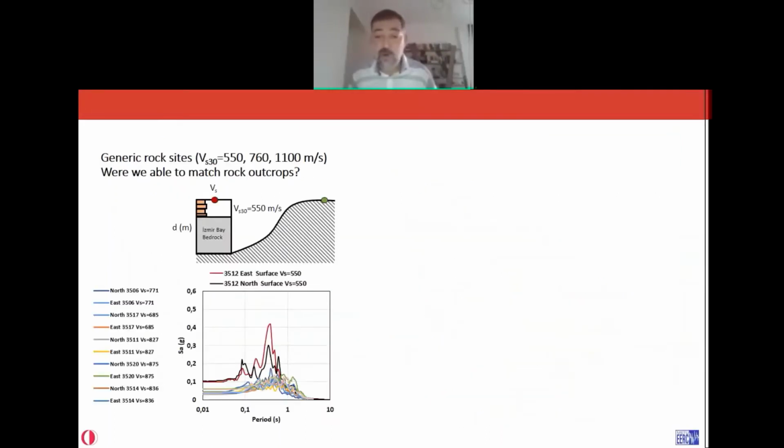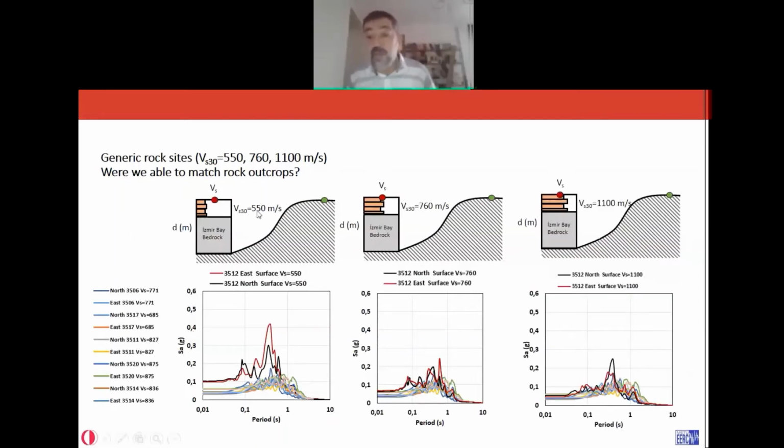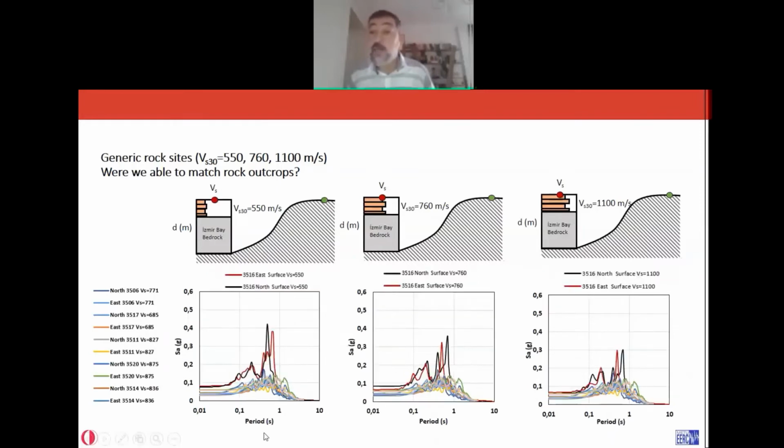So having done that, we repeated the same exercise, now for generic rock sites. Remember, we engineers, we love to produce generic rock sites, and we try to question if generic rock motions in Izmir will capture this response. As you see, these are predictions and these are the actual recordings.